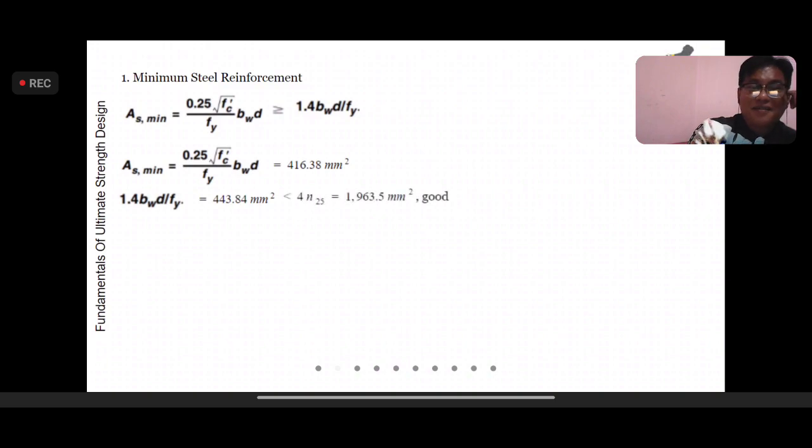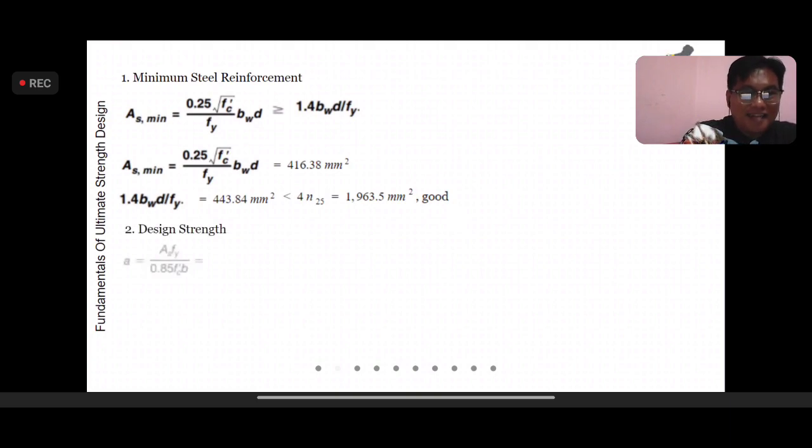No? So, yung 4 ay dapat less than, di ba? 1 point, which is good. Oh, less. Ito. Mababa rito. So, mas malaki. Tama naman. Okay? Okay, good. So, punta tayo sa design strength.